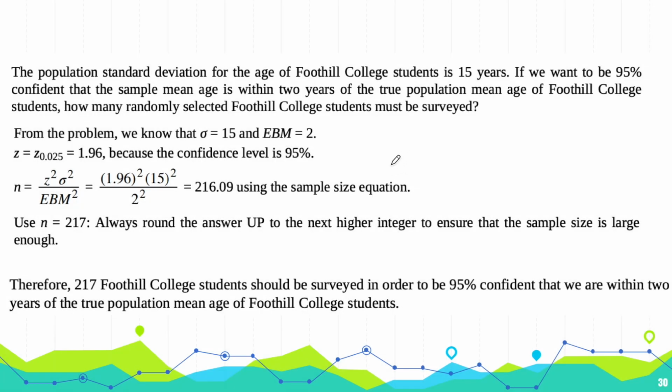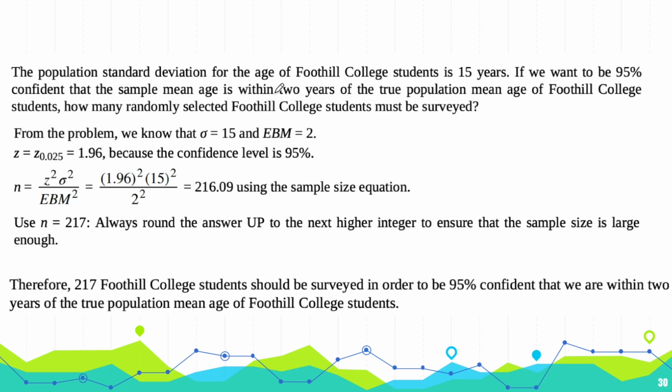This example shows us how you can calculate n, the right sample size that you would need to get a certain confidence level. The population standard deviation for the age of Foothill College students is 15 years. If we wanted to be 95% confident that the sample mean age is within 2 years of the population mean age of Foothill College students, how many randomly selected Foothill College students must be surveyed?